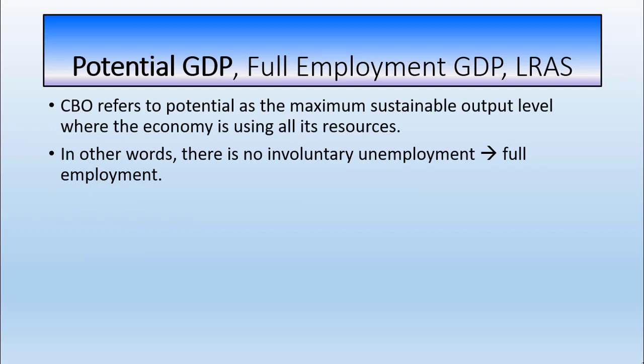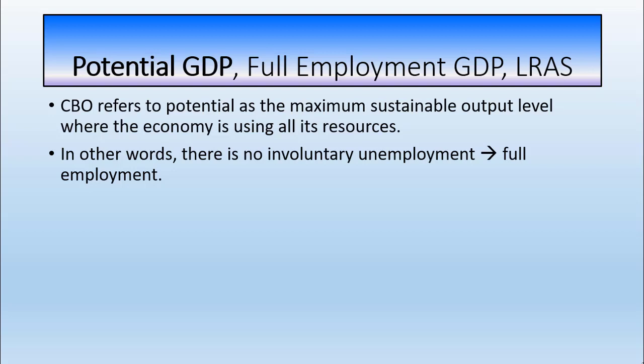Moving right along, let's look at potential GDP, full employment GDP, and long-run aggregate supply. Now, these three phrases are synonymous, but nevertheless, they have slightly different connotations, and that's what we want to hit on in the next couple of slides here. Let's examine all three descriptors, and in doing so, we'll better understand the concepts that we're working with.